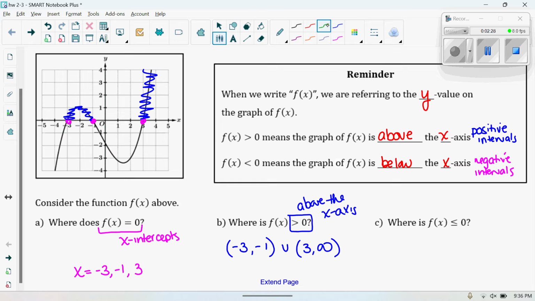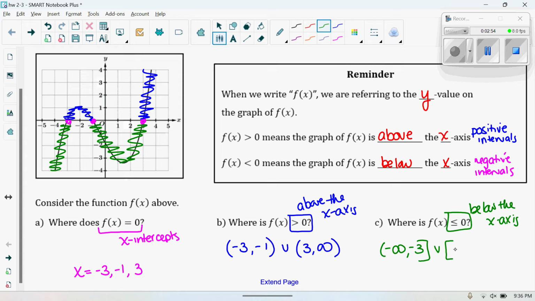And then C says, where is f of x less than or equal to 0? So this is below the x-axis. So here to here, and here to there. Now this one has an underline, so it is going to be equal to, it's going to have a bracket. So this is -infinity to -3 with a bracket, and then -1 to 3 with brackets because it is equal to.